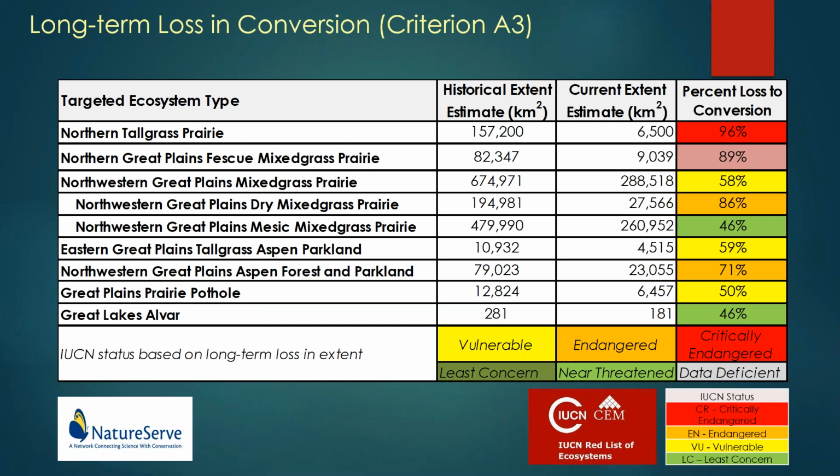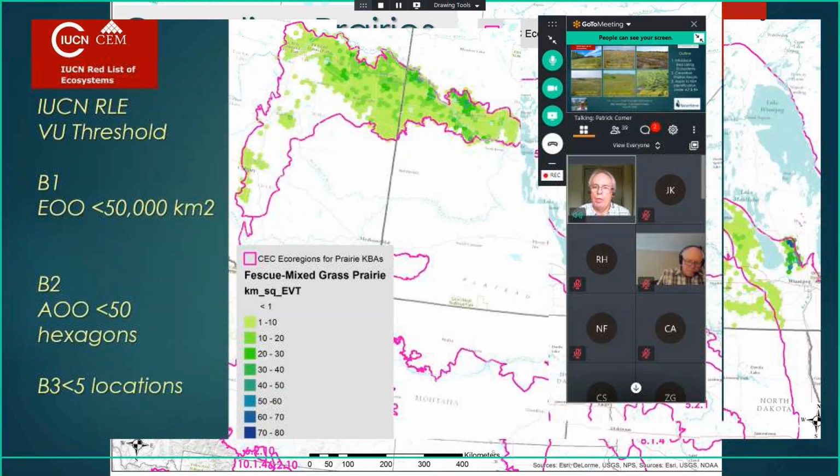The tallgrass aspen parkland in Manitoba, again, extends down into Minnesota. We score that at about 59% loss. That triggers vulnerable status just on this one measure. The northwestern aspen parkland just crosses the 70% threshold into endangered status based on this one measure. The prairie potholes just appear to be crossing the 50% threshold, so that would trigger vulnerable status. And alvars overall do not cross that 50% threshold just based on this measure of change in extent. So let me just keep going, and that's the A3 criterion.